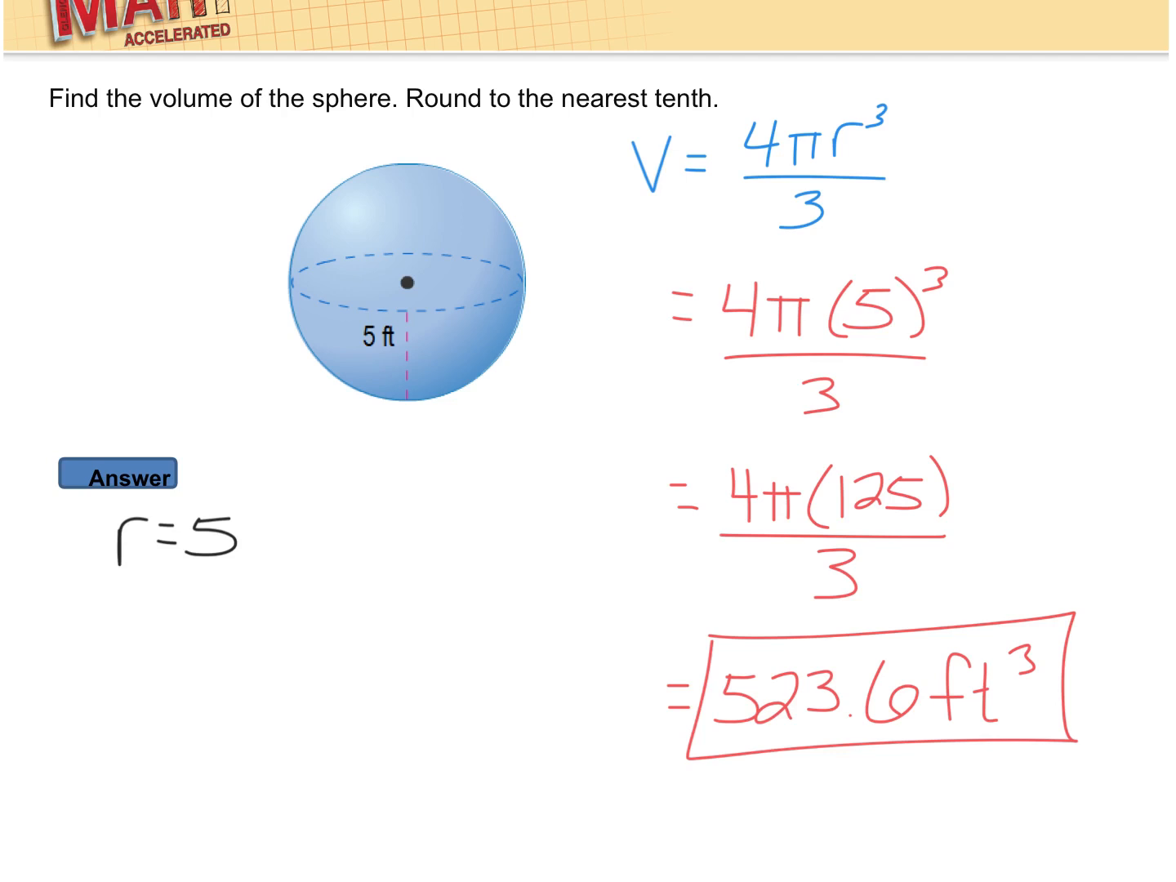Okay? Questions over any of those formulas? Okay? Save the divided by 3 for last. That's always going to be your last step: divide by 3. So do the whole top part and then lastly divide by 3.